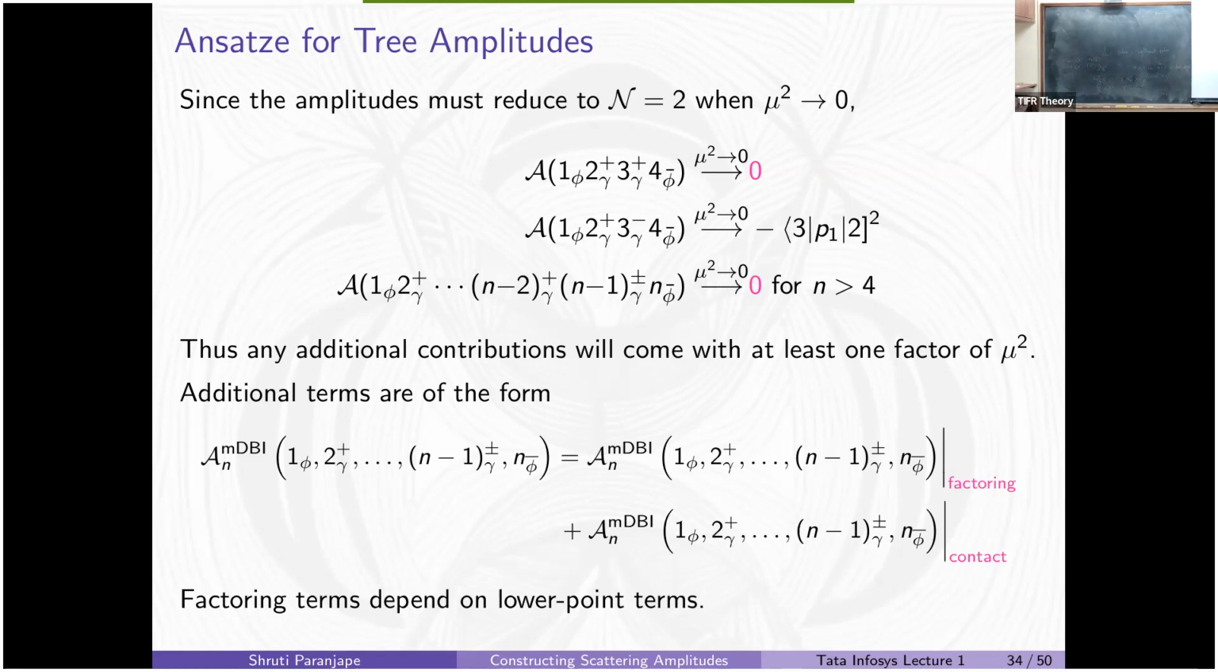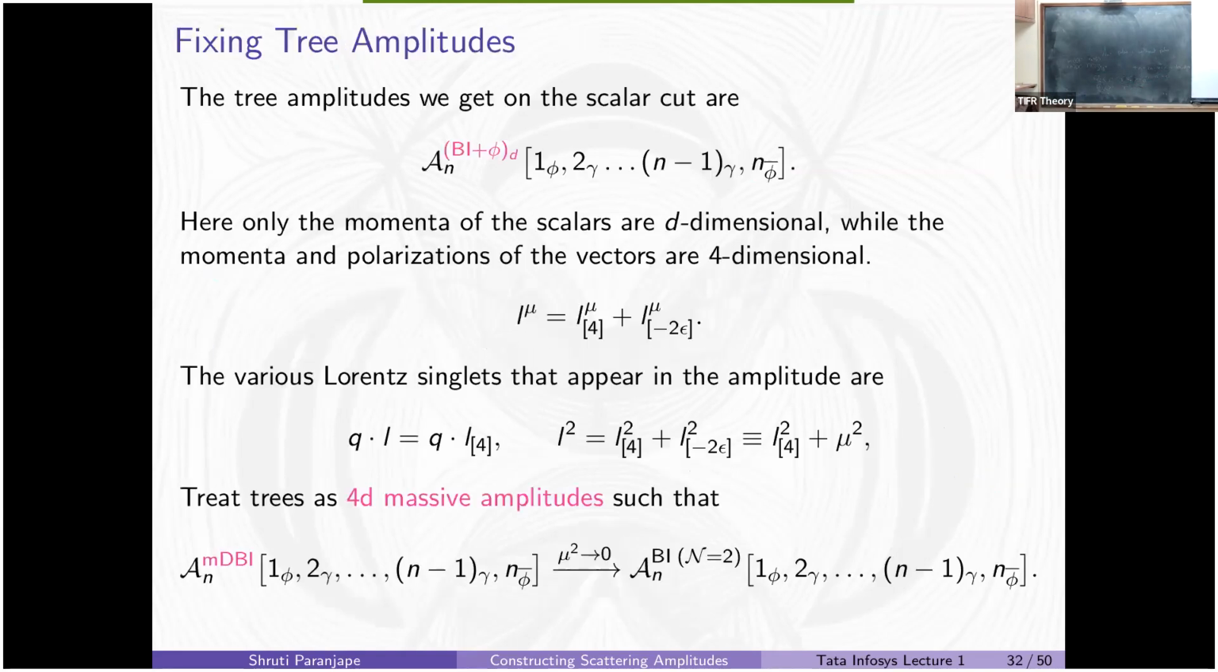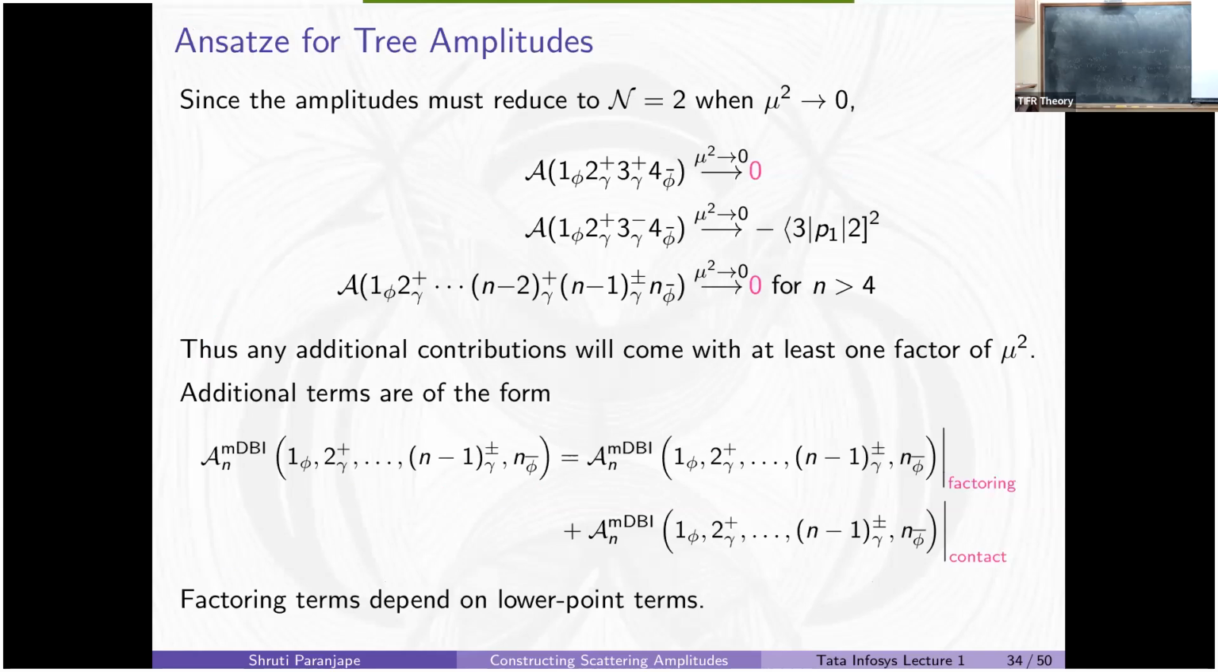So the only non-zero, let me just remind you that the amplitudes I'm interested in will have either all of these being pluses or all but one of them being pluses. So these are all such types of amplitudes in n equals 2, and these have to vanish, whereas this is fixed to be this.